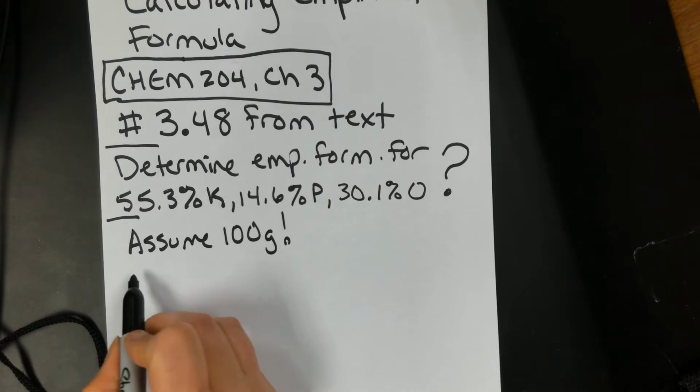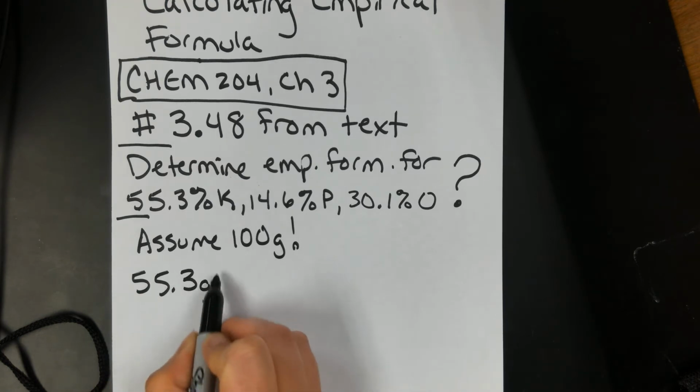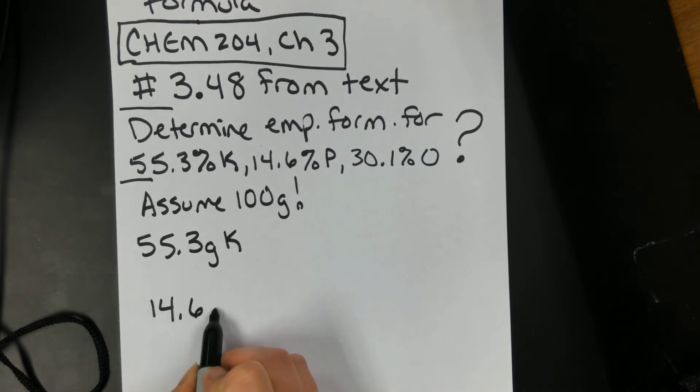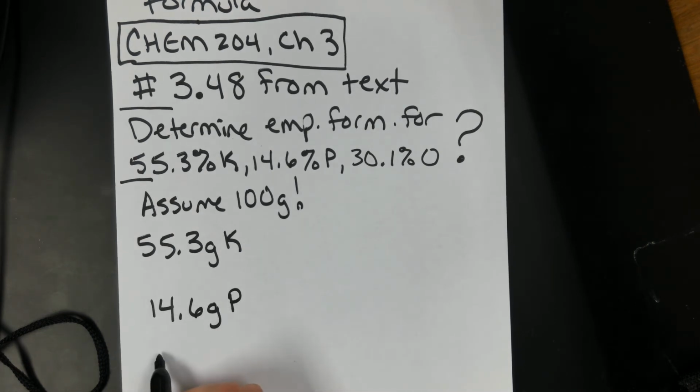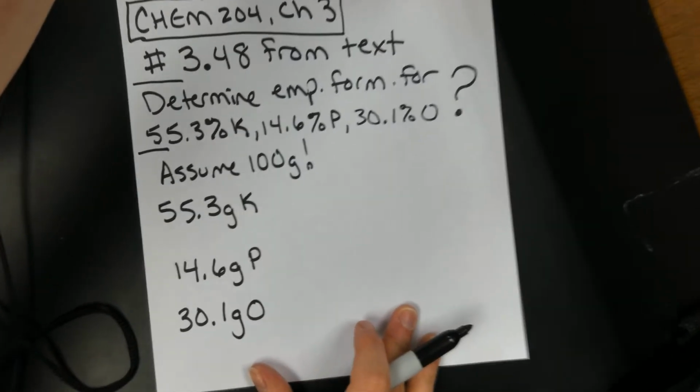So then that means that I have 55.3 grams of K. I also have 14.6 grams of phosphorus, and I have 30.1 grams of oxygen. I'm spacing them out because I'm going to have to do three different calculations. So I'm going to move this up here.